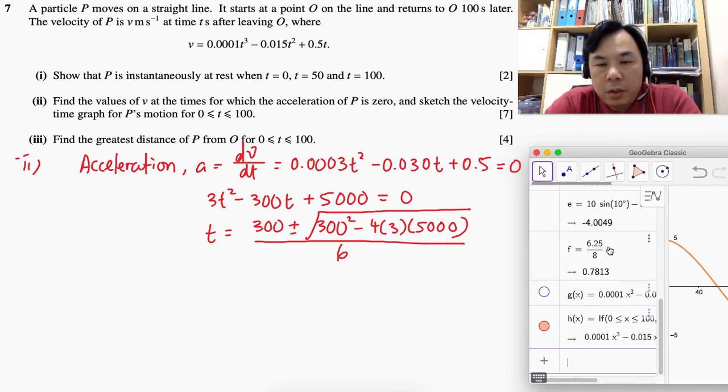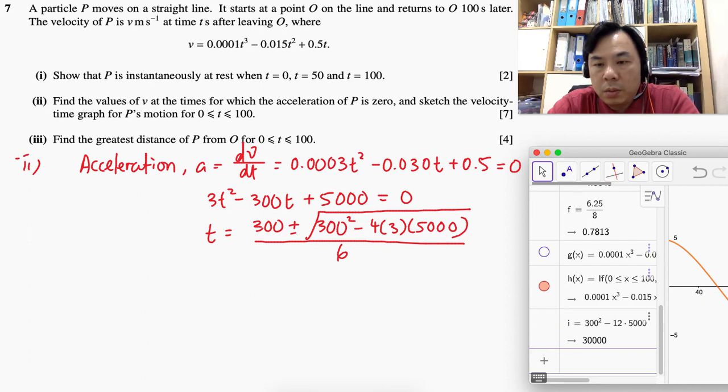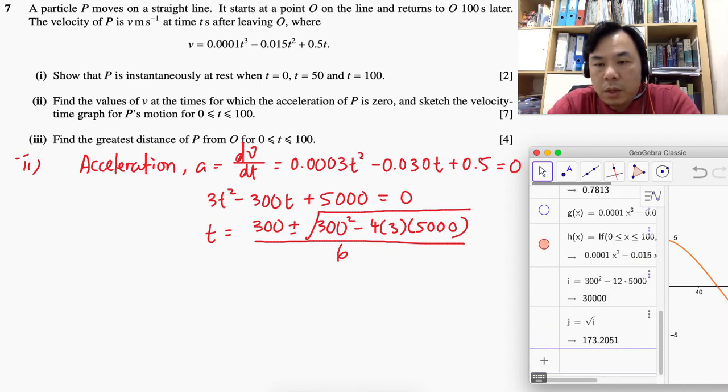So for this it will be, let me see here, 300 square, subtract off 12 by 5,000. Okay, so that will be a square root of that. And then because time cannot be negative in this case, it doesn't matter in this case. This value is much smaller here. So therefore, I'm going to work out the answer directly here.